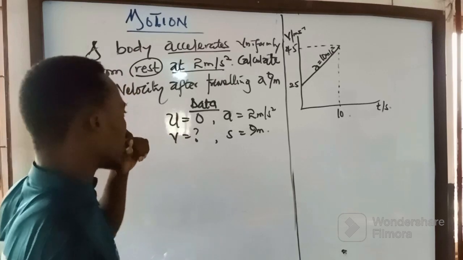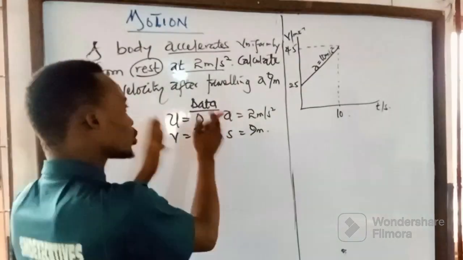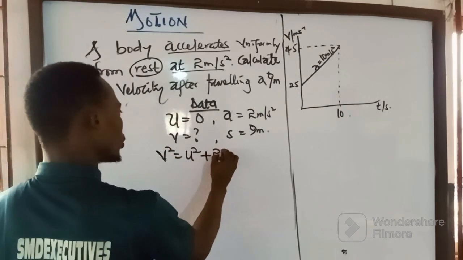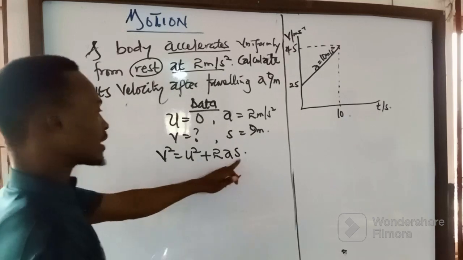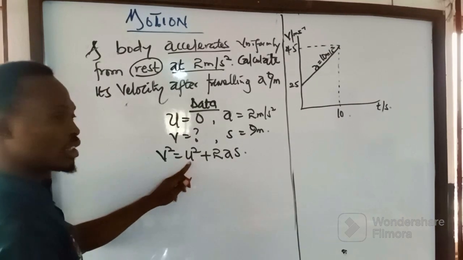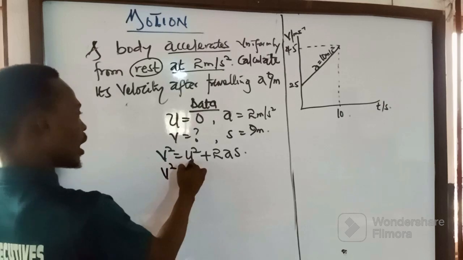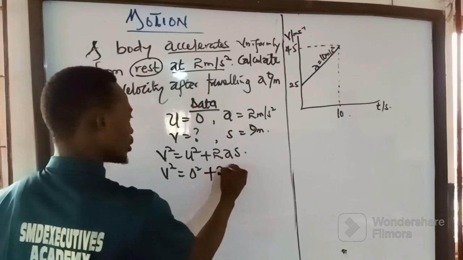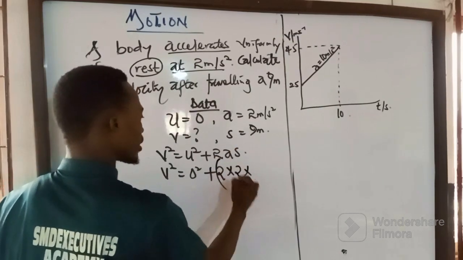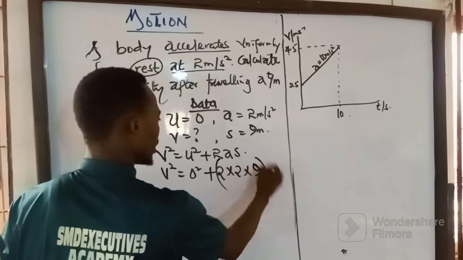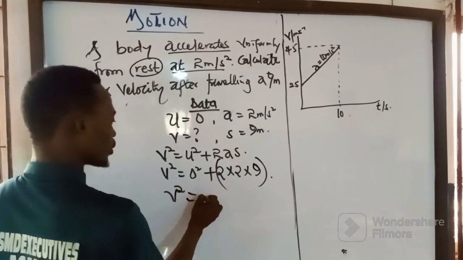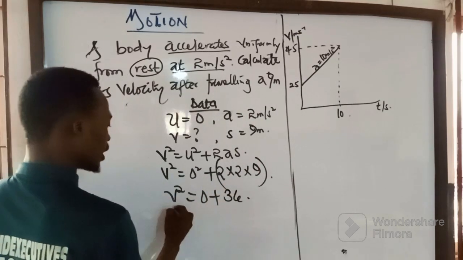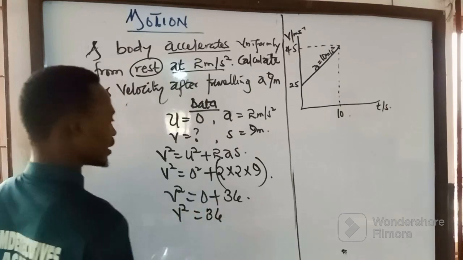At this point we're calculating our velocity, and the perfect formula to use for this data is v squared equals u squared plus 2as. Our s is our distance, a is acceleration, and u is initial velocity. So v squared equals 0 squared plus 2 times acceleration, 2, times our distance, 9 meters. So v squared is equal to 0 plus 2 times 2, 4. Then 4 times 9, 36. That gives us v squared equals 36.